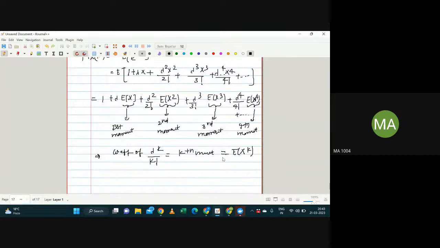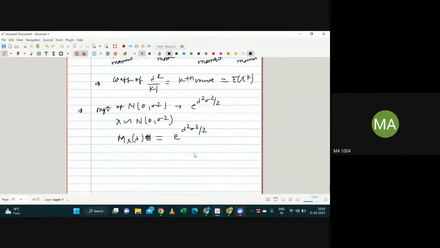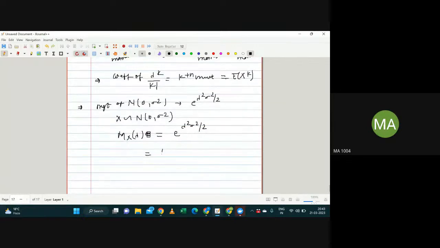Now, as we know, the MGF of normal 0 comma sigma square is e raised to power lambda square sigma square by 2. Let's say X is normal 0 comma sigma square. So what will be M_X(lambda)? It will be e raised to power lambda square sigma square by 2. Here, instead of sigma square, in the question it's 9, so it will be 3 square.